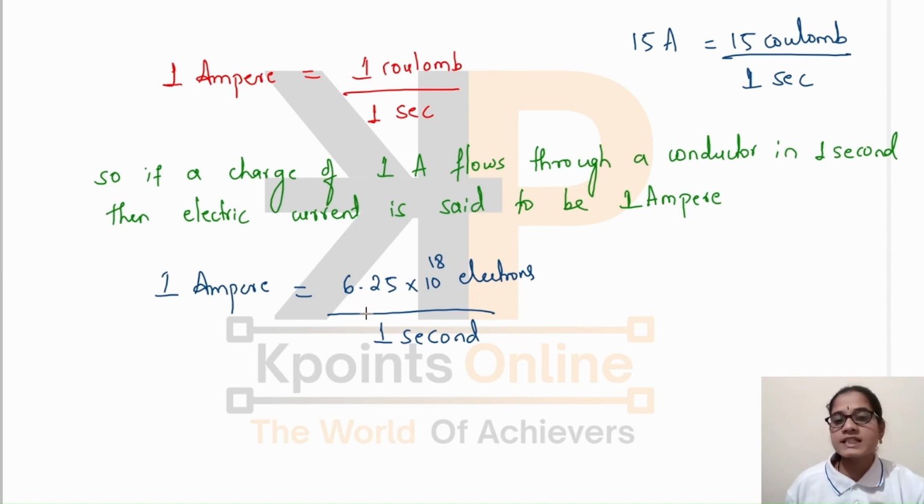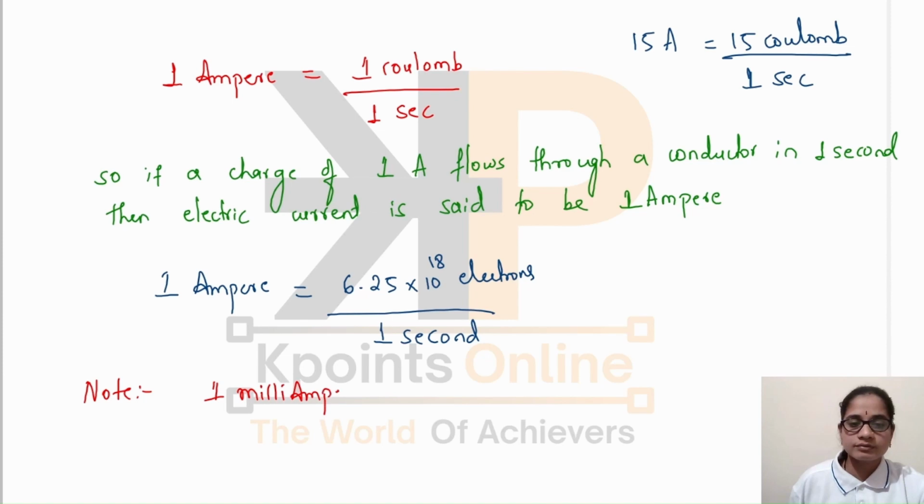Hence, if 6.25 into 10 raised to 18 electrons flows through a conductor in 1 second, then current is said to be 1 ampere. We should also have knowledge of some other units of electric current. Take it as a note. If I say 1 milliampere, it is equal to 10 raised to minus 3 ampere. These points are useful in solving the numericals.